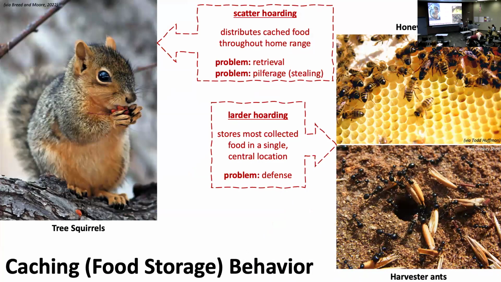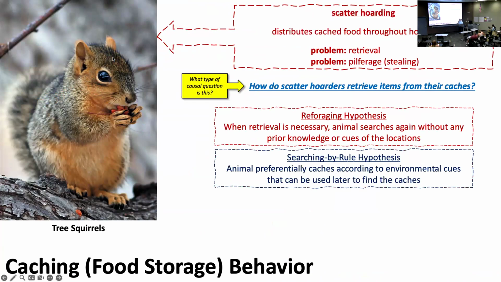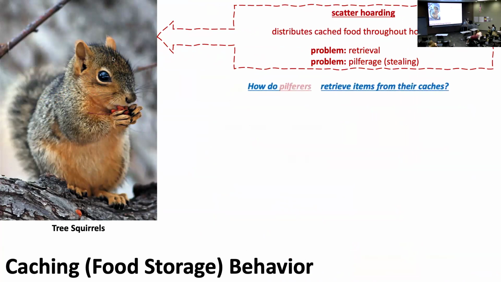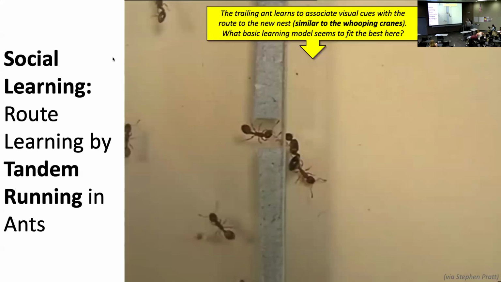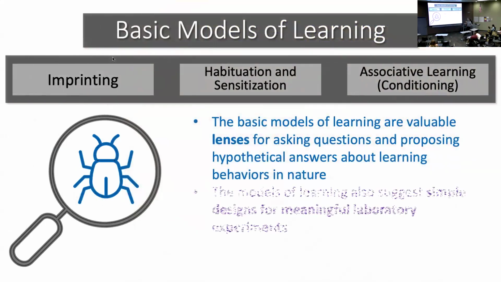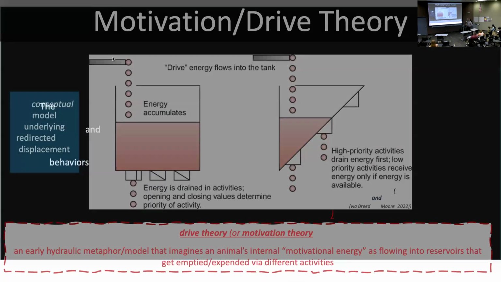Then there are interesting learning behaviors you can find in caching. And the big question is, are the tree squirrels actually learning, or are they using cues in the environment? So we talked a lot about that: different ways that you could cache, different ways that you could steal from cachers. And a reminder, that's social learning and basic models of learning. There we go. That's all I was saying earlier.